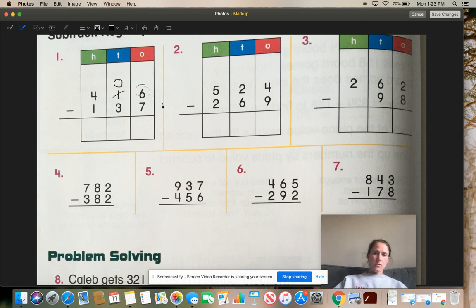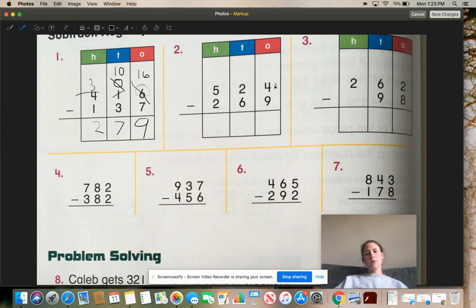And my 6 becomes a 16. Oh, we don't want to make that bigger. Okay, my 6 becomes a 16. 16 minus 7 is 9. Now we go to our tens place. 0 minus 3. I have 0 pieces of candy. Can I take 3 away from this? No. So I need to go next door again. My 4 becomes a 3, and my 0 becomes a 10. 10 minus 3 is 7, and 3 minus 1 is 2.